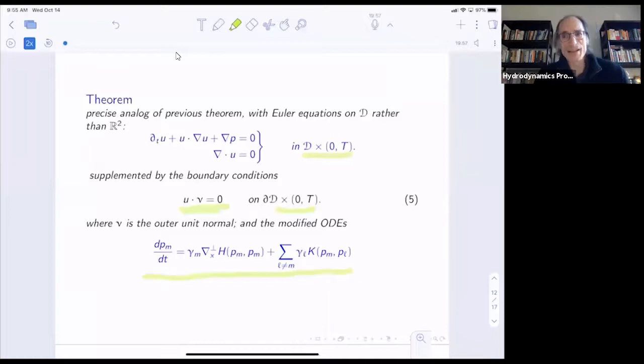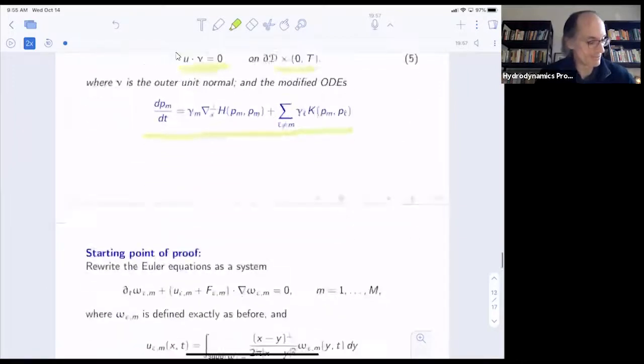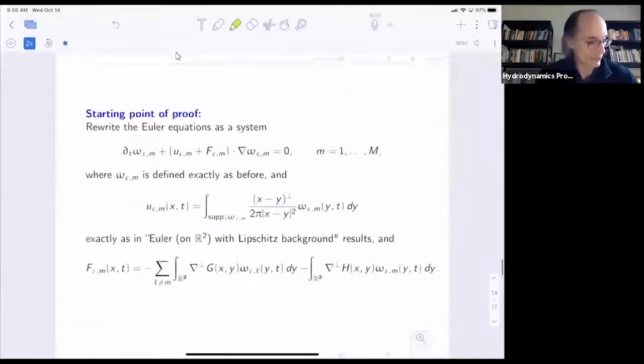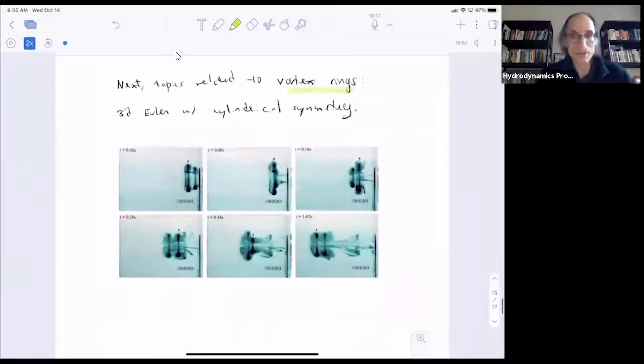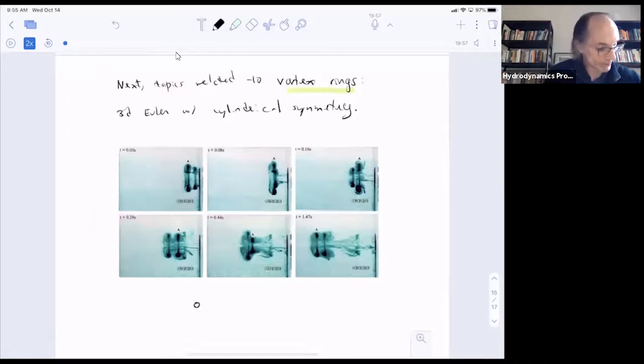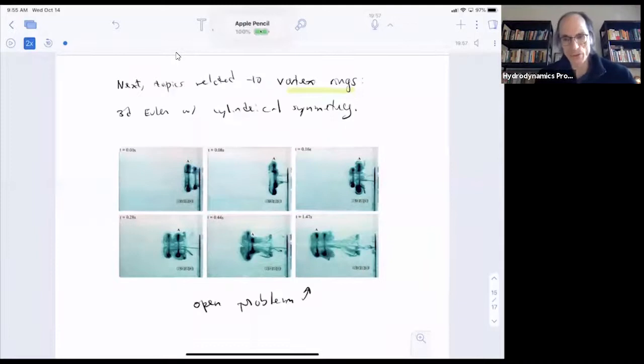And then I've decided that what I'm going to do next, contrary to what I said earlier, is talk about 3D Euler with cylindrical symmetry. This is an open problem, if you like: to get a good mathematical explanation of the thing we see in these videos. And I said earlier we would do the Gross-Pitaevskii equation. We'll turn to that a bit later.